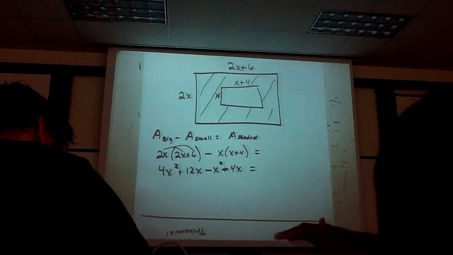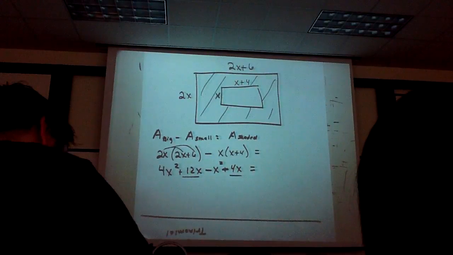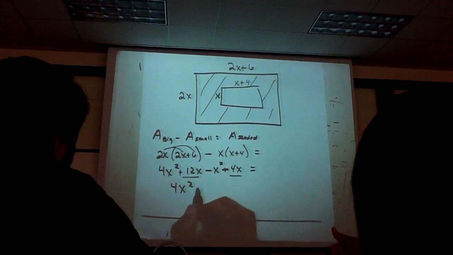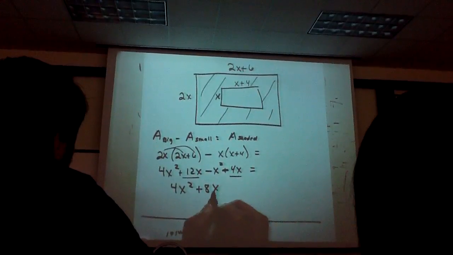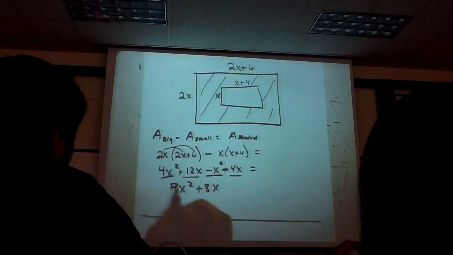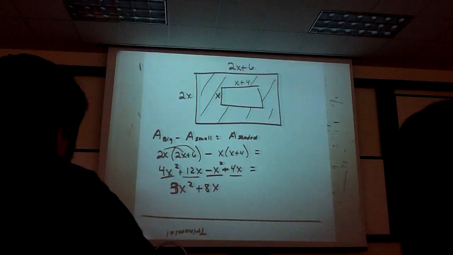There, I just got like terms to get together. Let's see. There's some like terms. 12x minus 4x. Oops, I got a minus x squared. That got 2, right? So I got 3x squared plus 8x.